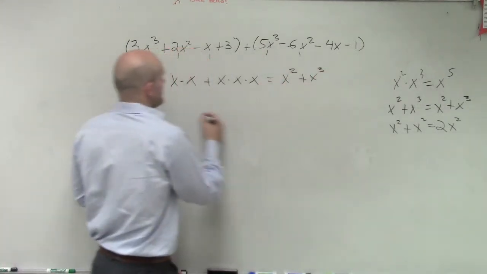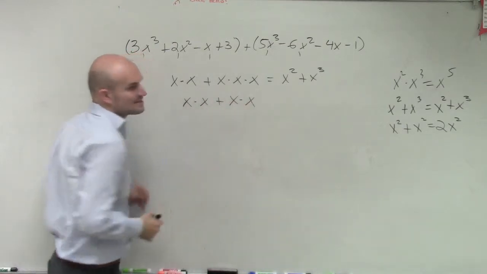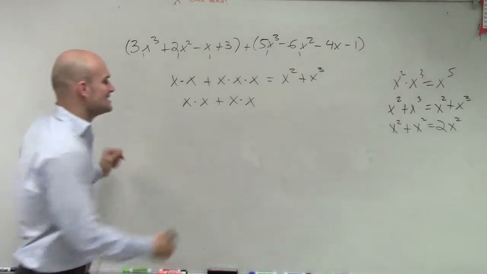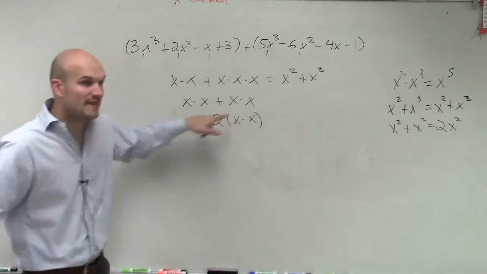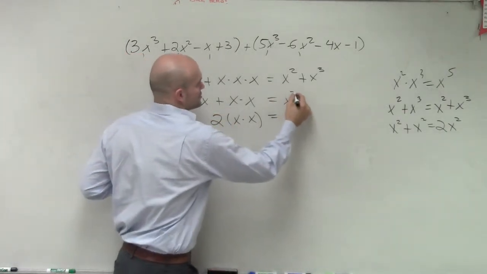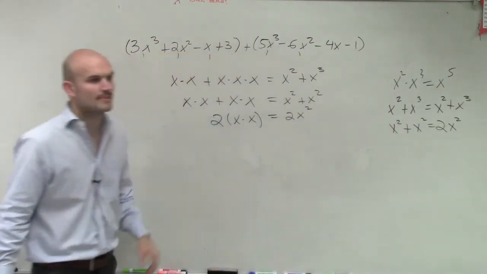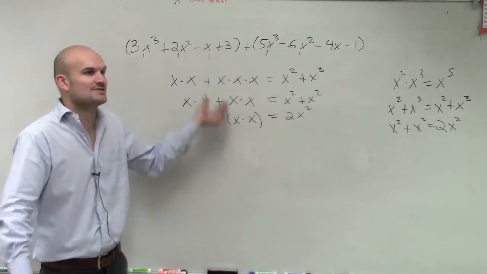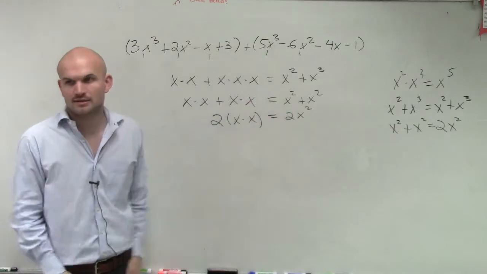But what about x times x plus x times x? Ladies and gentlemen, that's x times x plus x times x, which is the same thing as 2 times x squared. You have 2 of them. So that's why x squared plus x squared equals 2x squared. You can combine them because these are the same elements, so you're doing 2 of it.